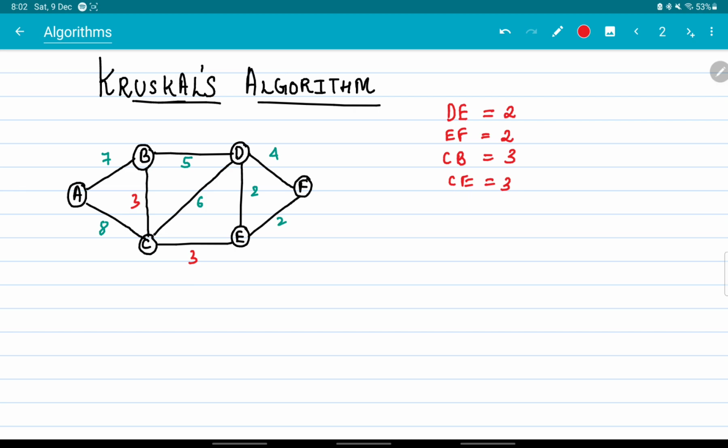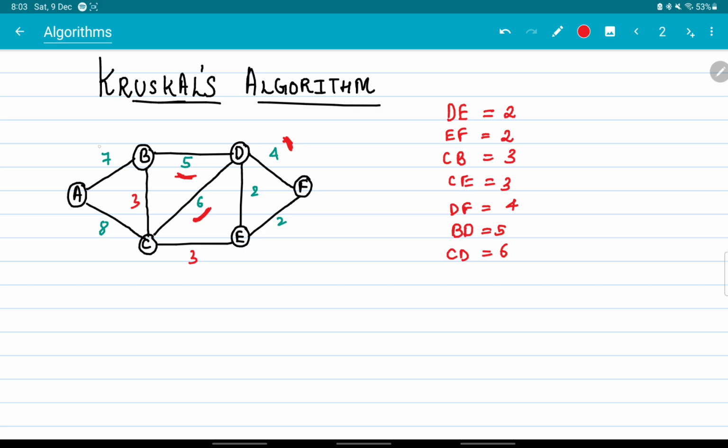Now what is the next cost value? We have 4. 4 is the next higher cost value in the increasing order, and that is present for which edge? For edge DF. So I'll write DF is equal to 4. Now the next number is 5. 5 is for edge BD. So I'll write BD, edge having a cost 5. The next higher cost is 6. 6 is for CD. So edge CD is going to have a cost 6.